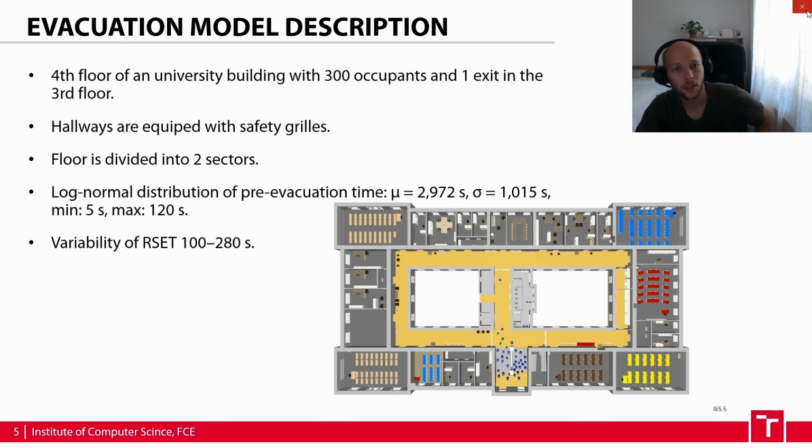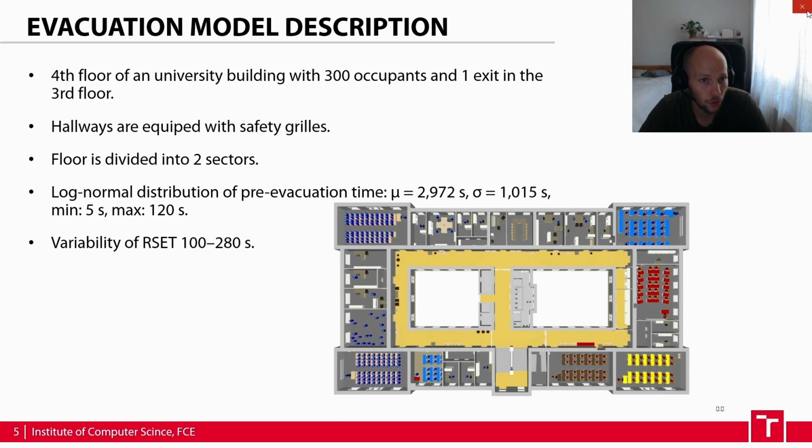Pre-evacuation time was calibrated with logarithmic normal distribution. And the RSET variability of performed Monte Carlo simulations ranges between 100 to 280 seconds. So the main task for the machine learning meta model would be to cover this variability and learn patterns in simulations to be able to know causes of this variability of RSET.